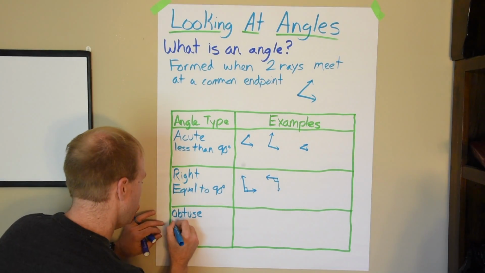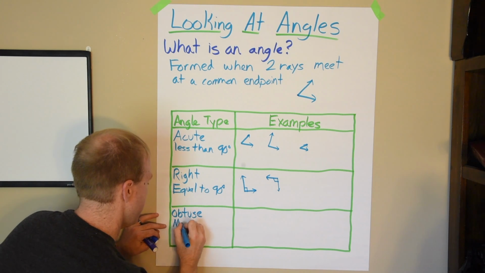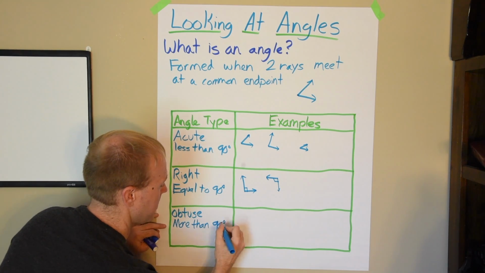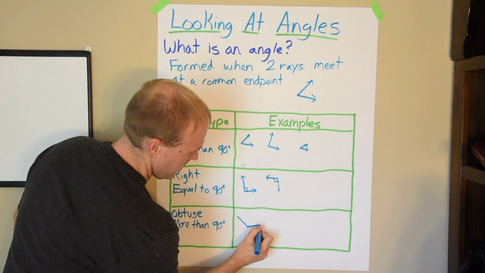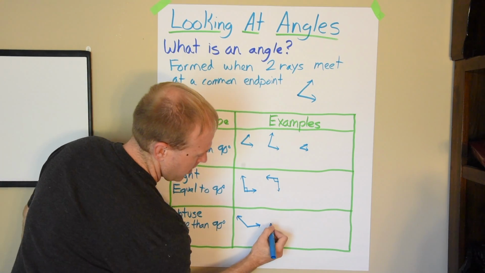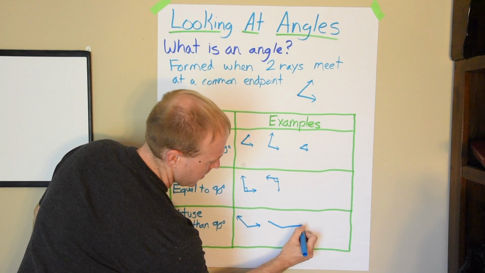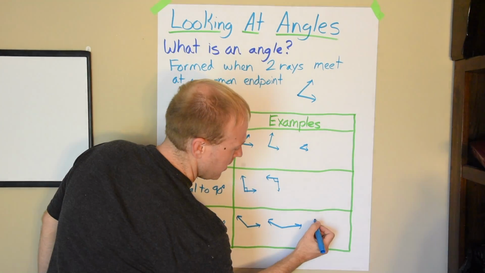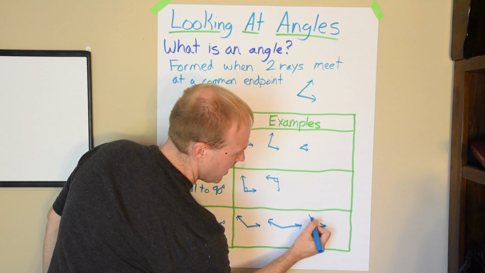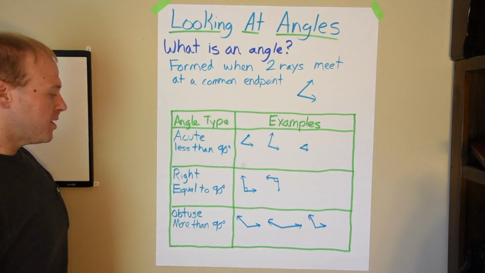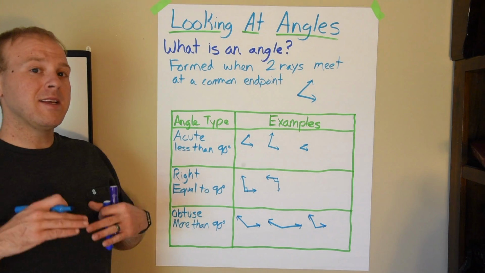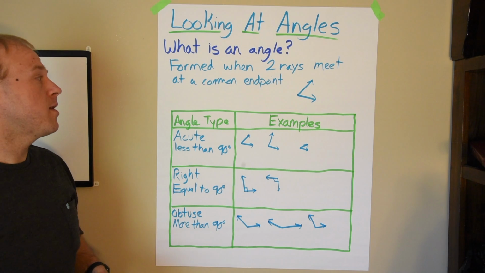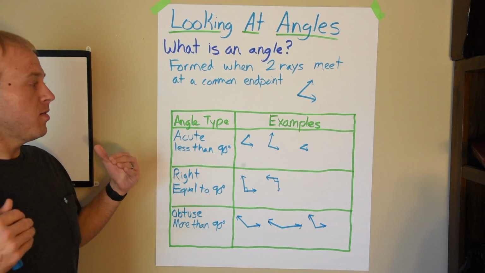And then obtuse is more than 90 degrees. Okay, so something like this could almost be a straight line. Now a straight line is a type of angle. It's just a straight angle. Okay, but as long as it's greater than 90 degrees, we have an obtuse angle. Okay, so acute angle is less than 90, equal to 90 is a right angle. Obtuse is more than 90. And remember, an angle is formed when two rays meet.